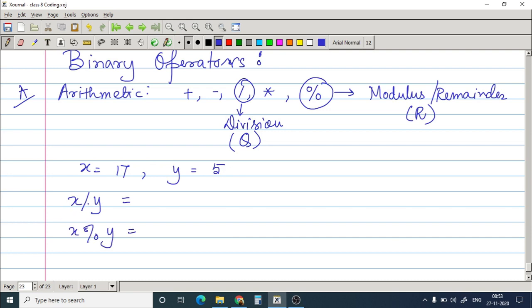In Java, the division slash operator yields the quotient of the division. So if you divide 17 by 5, what will you get? 3 fives are 15 and the remainder is 2. So this is the quotient and this is the remainder. So this will be 3 and this will be 2. I repeat, the division operator, slash, gives the quotient of the division, and the percentage symbol, which is the modulus operator, yields the remainder of the division.